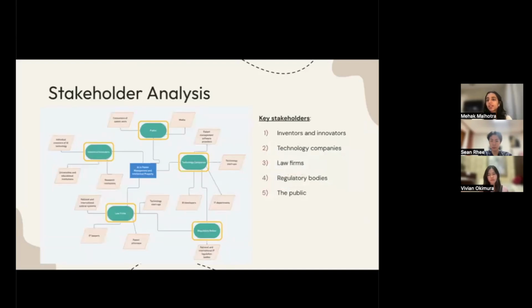We also created a stakeholder map to consider the networks across the system. We decided on five main stakeholders: inventors and innovators, technology companies, law firms, regulatory bodies, and the public. These key stakeholders not only interact with each other, but also within each of these systems. For example, law firms, technology companies, and regulatory bodies all talk to each other to ensure that the technology that is being created abides by the local and global laws and regulations.